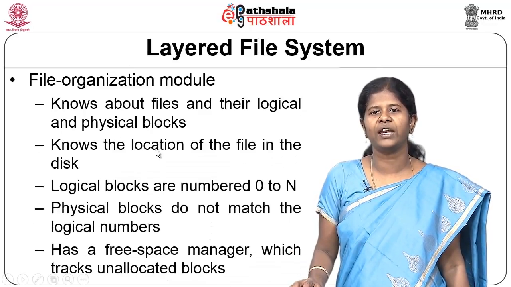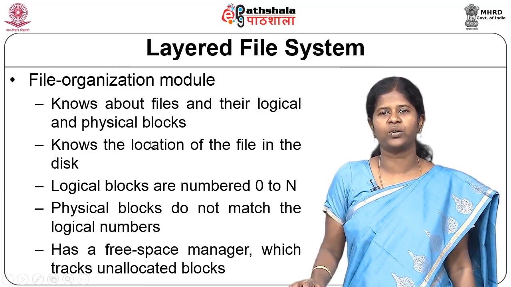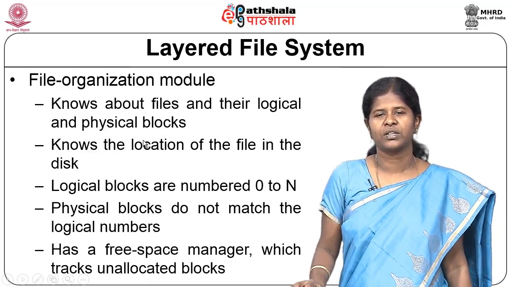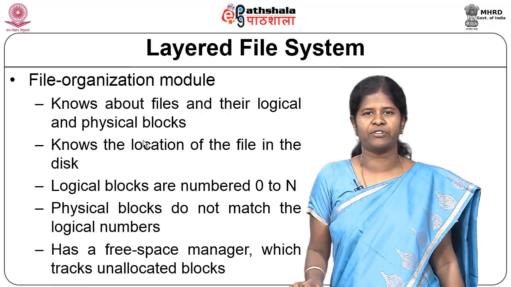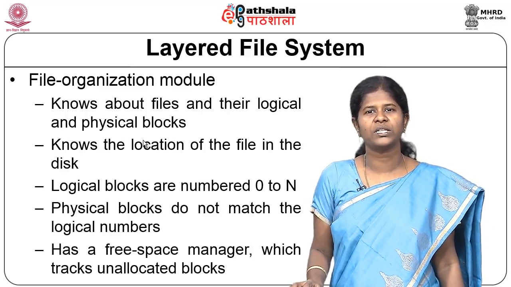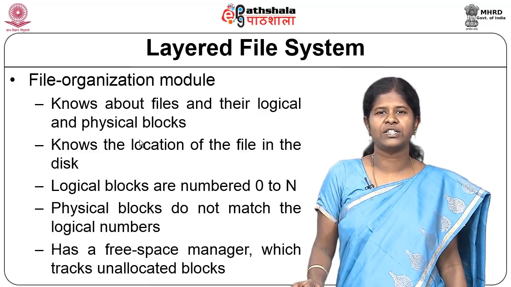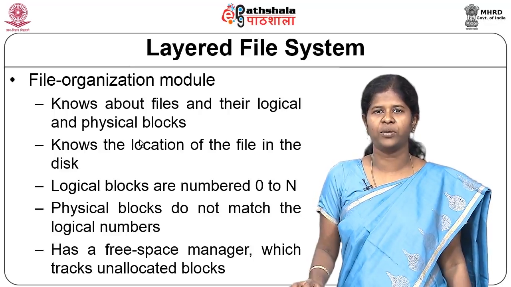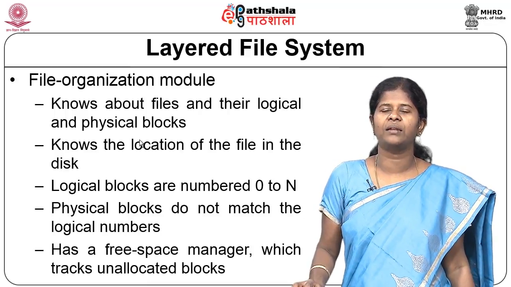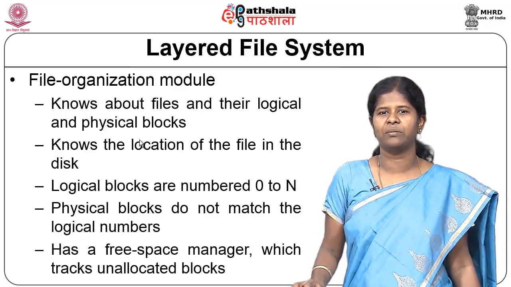And now we have this file organization module. This is about this basic file system. This file organization module knows about the files and their logical and physical blocks. Logical blocks are with respect to a particular file. For each file, the logical block number will go from 0 to some n depending on the size of that particular file. But the first block in the file need not be mapped onto block number 1 in the disk, it can be kept anywhere in the disk. So, the physical block number will be different from the logical block number. So, the physical blocks need not match the logical block number.